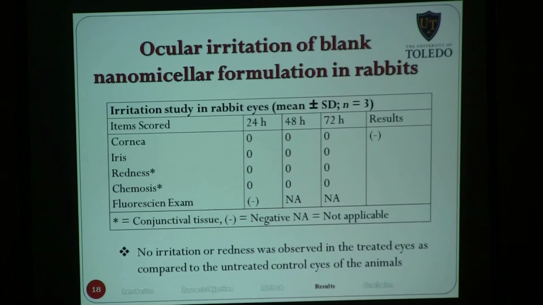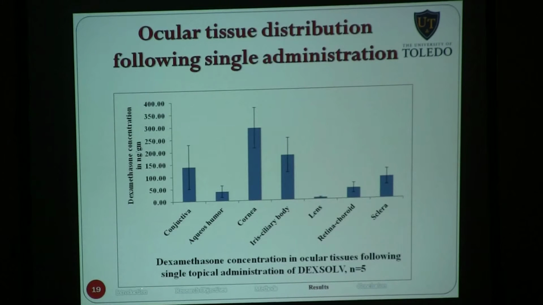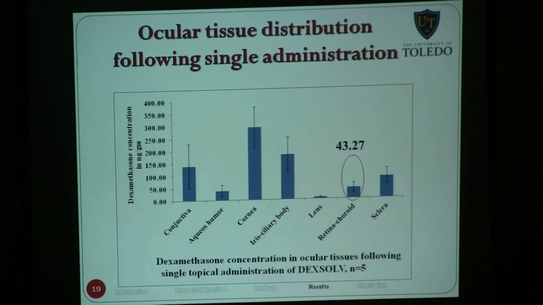So absolutely, we did not see any kind of irritation in any of the tissues. Then we have done ocular tissue distribution studies following single administration. That means we administered the eye drop in rabbits, and we looked at, after 1 hour, what are the concentrations in each of the tissues. And we can clearly see a significant concentration. In retina and choroid, which is the target tissue, we were able to achieve approximately 43 nanograms per gram. So that was the concentration after single administration.